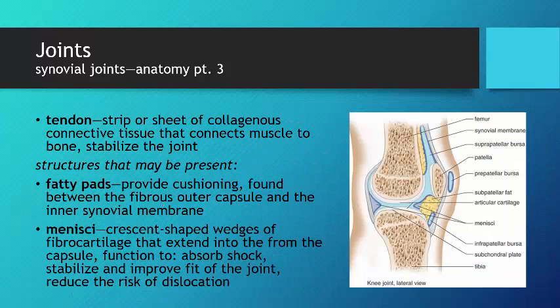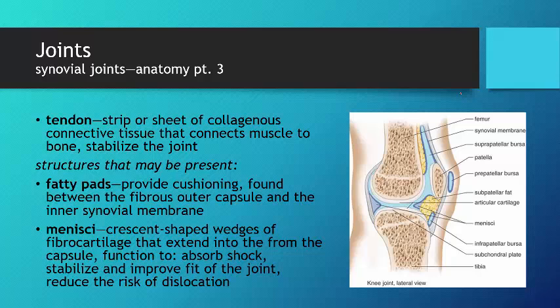Okay, now we're looking outside the joint. Again, the tendon. So if ligaments connect bone to bone, tendons connect muscle to bone. And so tendons can be part of this joint capsule as well. And it just helps to stabilize the joint and do that connecting thing back to the things that are going to move the bones, the muscles.